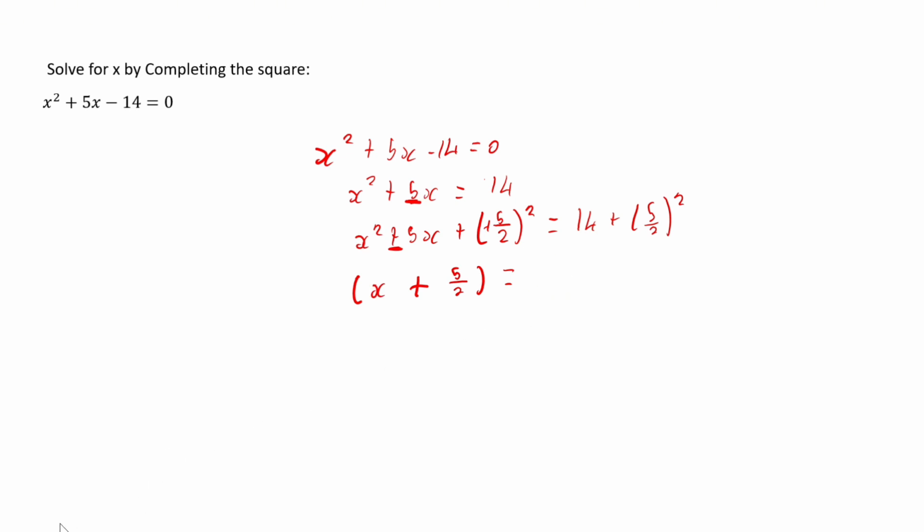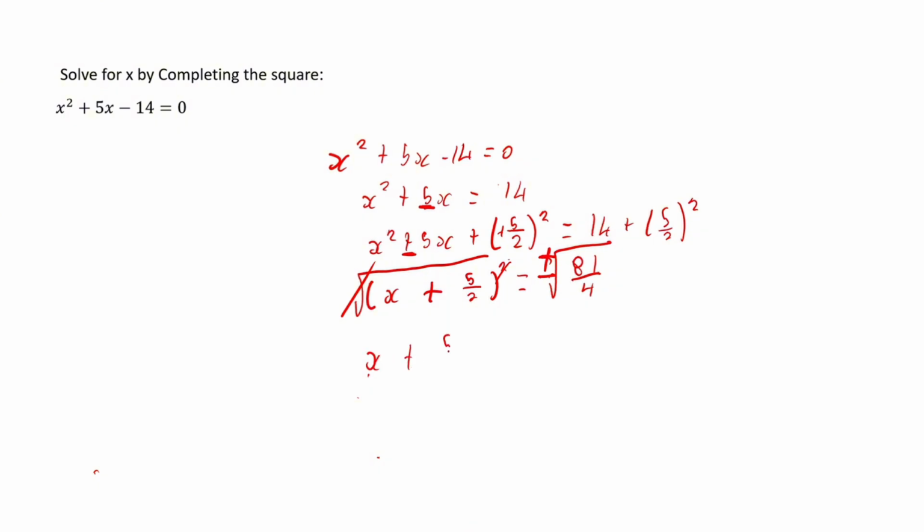And when you simplify the right-hand side, you get 81 over 4. And remember, that's all squared. Now, you're going to take the square root on both sides. So when you take the square root, don't forget the plus and minus sign. So x plus 5 over 2 is equal to plus and minus 9 over 2. And then you just split up your equations. x plus 5 over 2 is equal to positive 9 over 2, or x plus 5 over 2 is equal to negative 9 over 2.